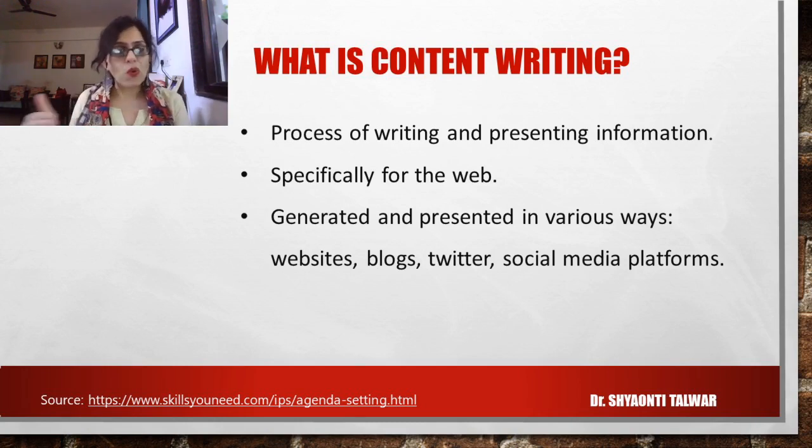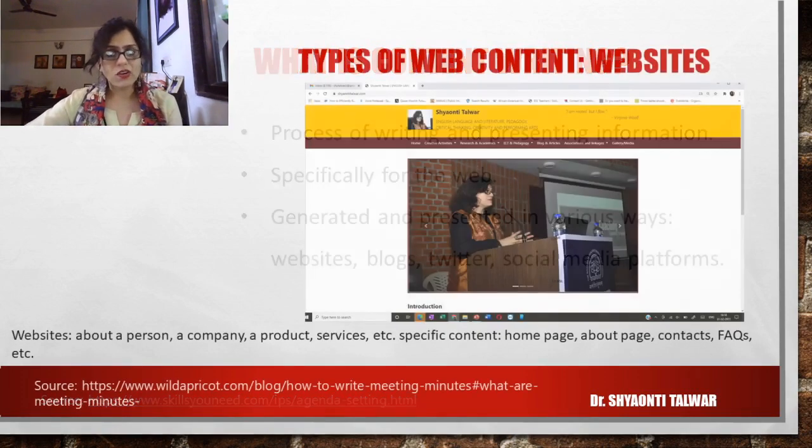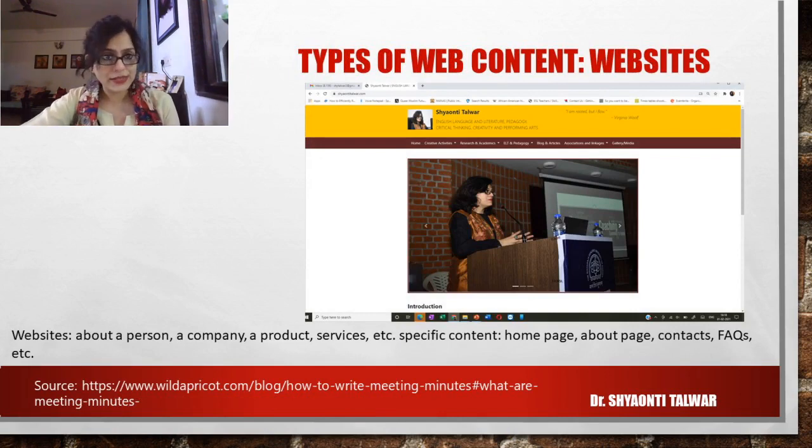Primarily, there are a lot of digital platforms on which content is presented and through which content reaches us. So we are going to have a brief overview of all the digital platforms, and then we are going to look at some of the things which we have to bear in mind while engaging in content writing. So first of all, let us look at the types of web content, right? So the most common and prevalent type of web content where content writing is required is websites.